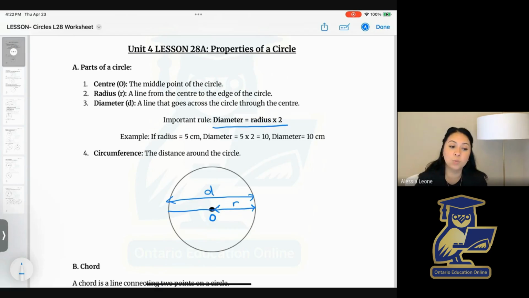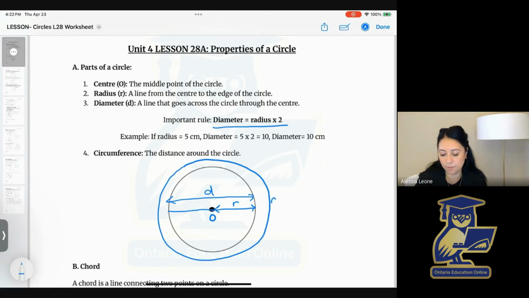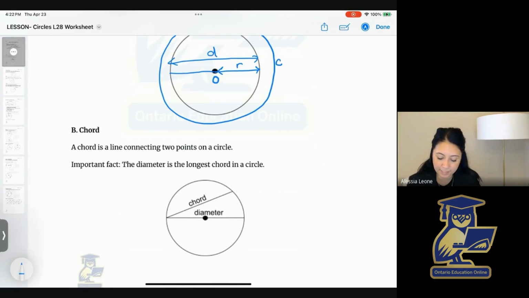The circumference, which we are familiar with from a previous lesson, is the distance all the way around the circle. So our circumference is like the perimeter. This is our circumference all the way around. A chord is a line connecting 2 points on a circle. This is a chord. Now, a fact is that the diameter is the longest chord in the circle. The diameter will be the longest line connecting 2 points in a circle.